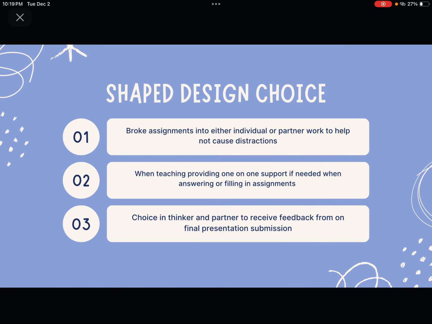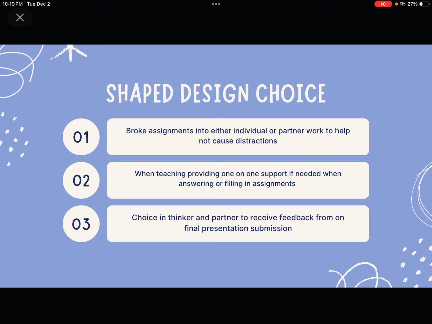Her learning gaps, difficulties, strengths and weaknesses have been used when I designed this project. I broke assignments into either individual or partner work. This will help with the distractions, as a whole group can be more distracting than a partner, and when you're focusing on a partner or working individually, it can be easier to stay on task. When teaching, I'm providing one-on-one support if needed, and answering or filling in assignments, so helping and guiding her if she has a question. She's had one-on-one support before in the classroom, and I can provide that further if she needs it.